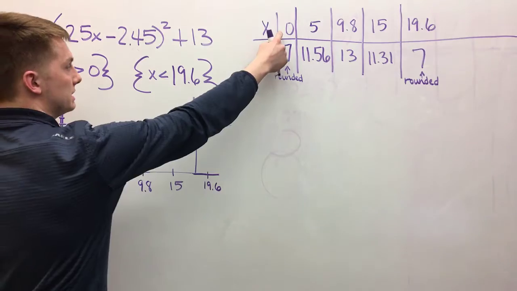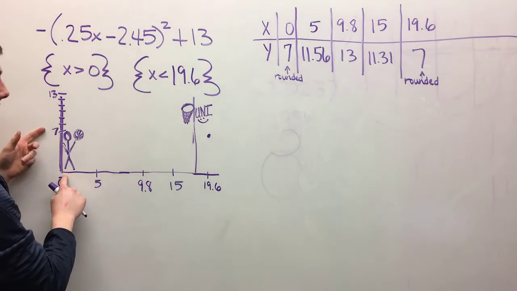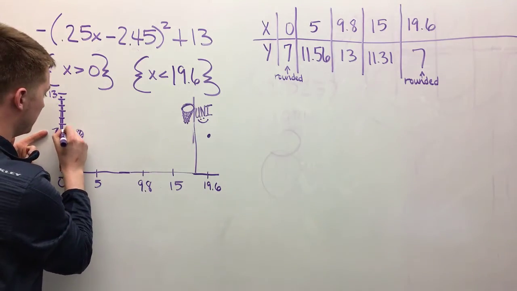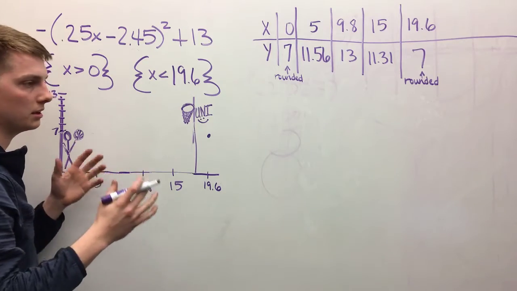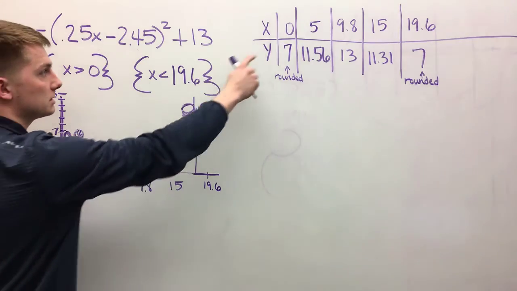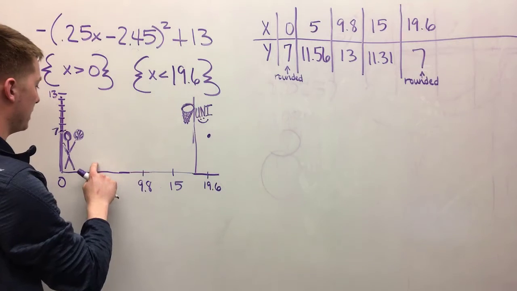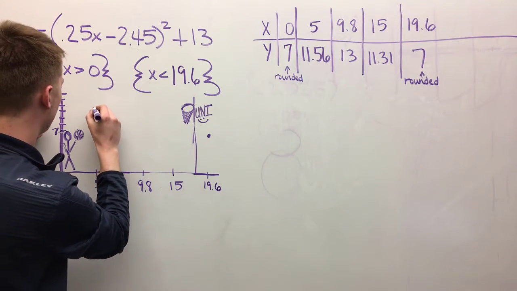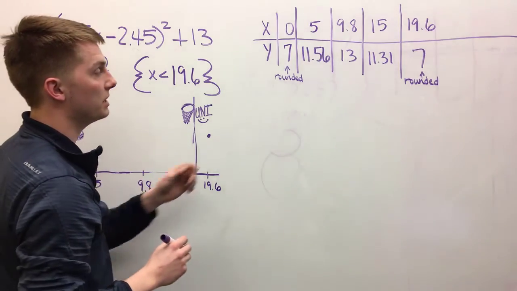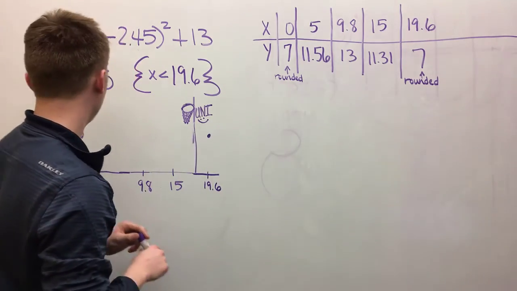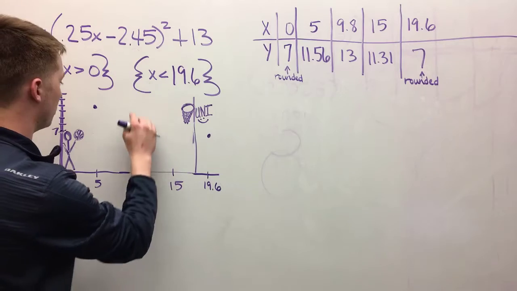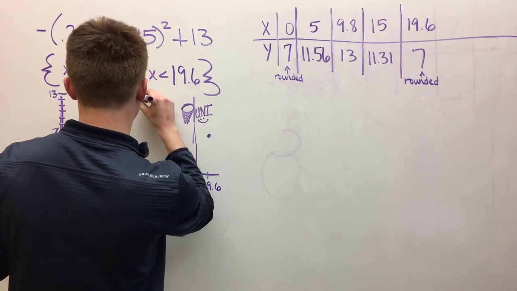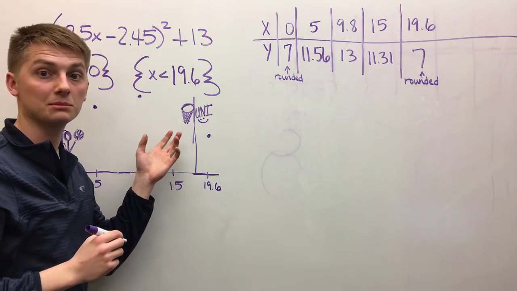So we have 0 as our x value and 7 as our y value. So we can put a point right there, which is where the ball started, essentially. And so then the next one is 5, so we come to 5 and we can go up to 11.56. So that would be somewhere around here. The next one is 9.8, and we come over to 9.8 and we can go all the way up to 13, which is about right there. And so that's the highest the ball gets.